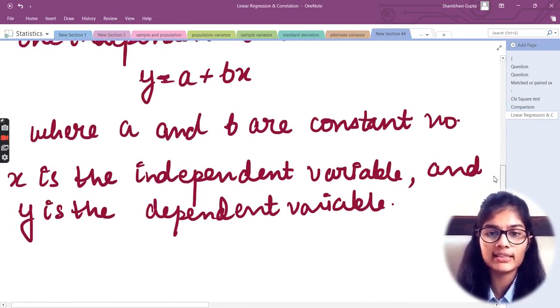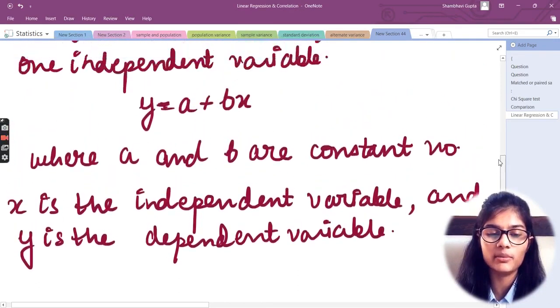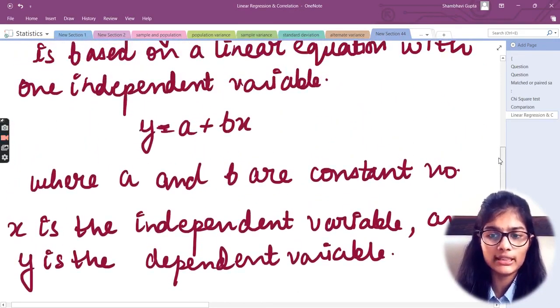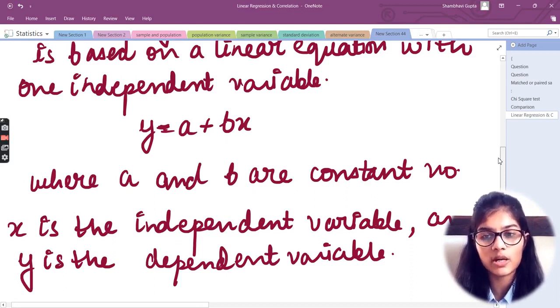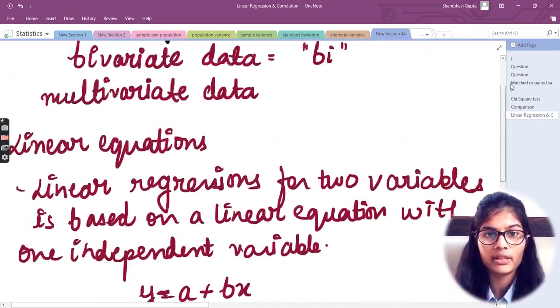What about x? x is the independent variable and y is the dependent variable. It completely depends on you what variable you set as dependent and what variable you set as independent. You choose a value to substitute for the independent variable and then solve for the dependent variable. Hope this is clear to you as well, right?